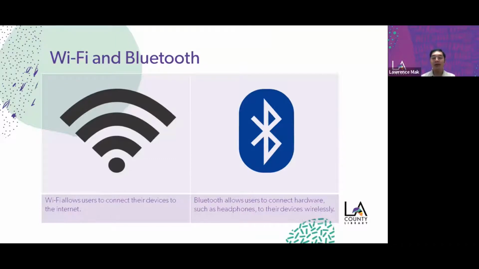Next is Bluetooth, and that's represented by this small symbol on the right. Bluetooth is another wireless field that allows users to connect hardware, such as headphones, to their devices wirelessly. So for example, if you've seen wireless headphones, like those Apple EarPods, those connect via Bluetooth because there's no physical connection between them and their device.